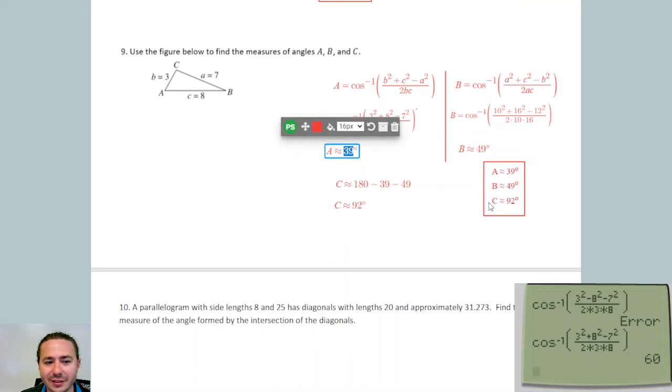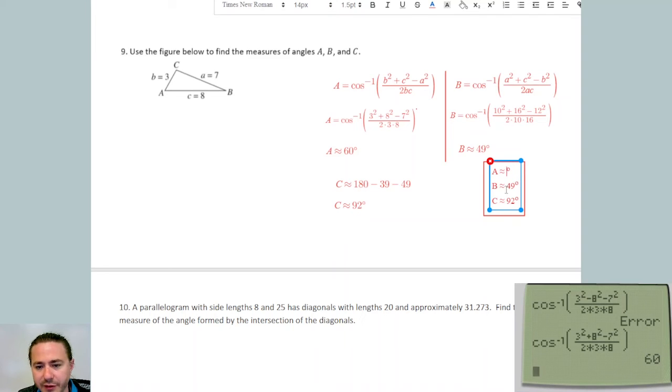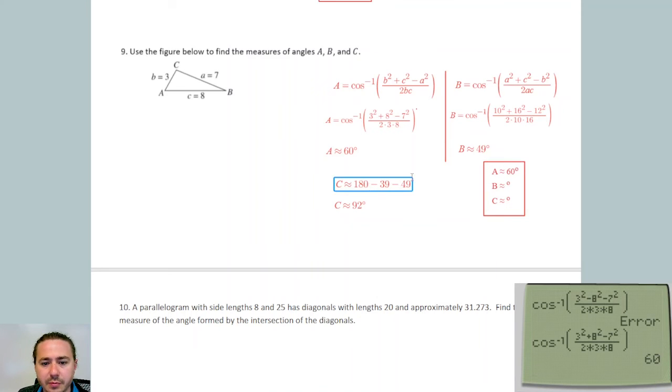Oh, okay. Is this going to be a 30, 60, 90 triangle? Kind of looks like it. We could check the Pythagorean theorem, but I don't think that's a triple, so I'm guessing this is not going to be a 30, 60, 90 triangle. Okay, so this one's 60. Might as well delete all this, since these are not accurate. So we get 60. We'll find B next.